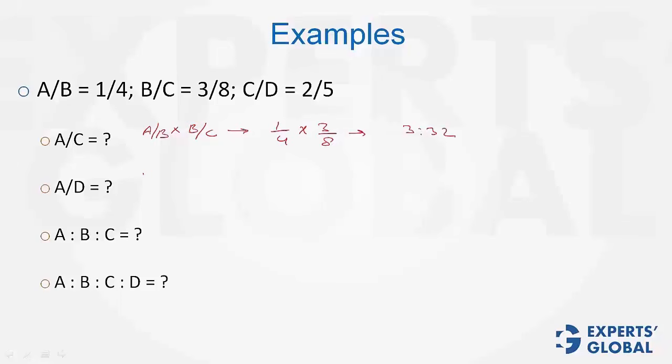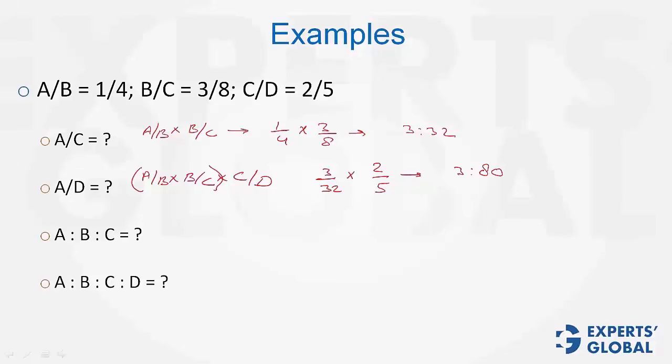A divided by D would be A divided by B times B divided by C times C divided by D. So we just found A divided by B times B divided by C, which is 3 divided by 32. We just need to multiply this with C divided by D, which is 2 divided by 5. So 6 divided by 160, which is 3 divided by 80. The answer is 3 ratio 80. A ratio B ratio C.